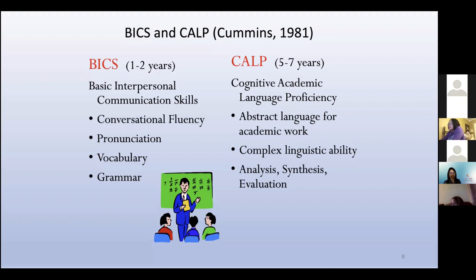CALP, on the other hand, develops over a long time. It could take 5 to 7 years. Some people say it can take 9 years. So how does it change, and how do you ensure that cognitive academic language proficiency is attained?